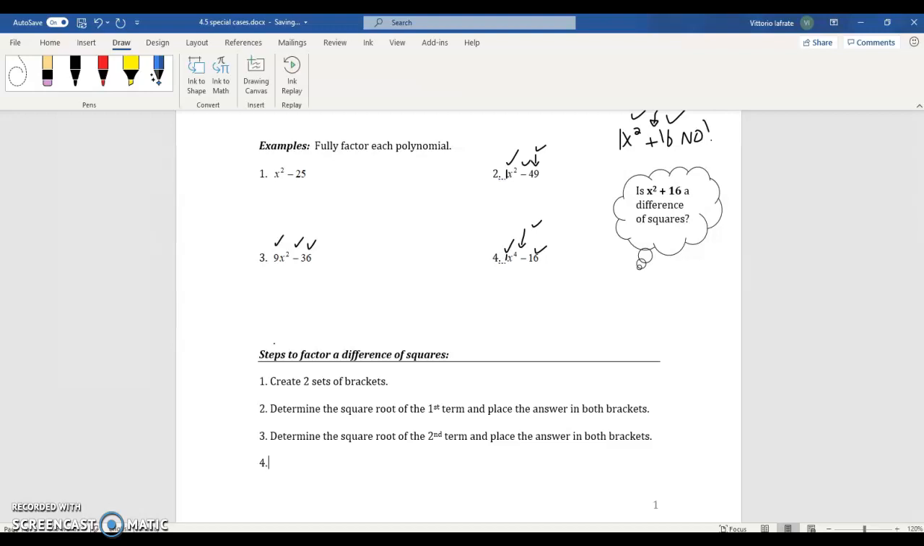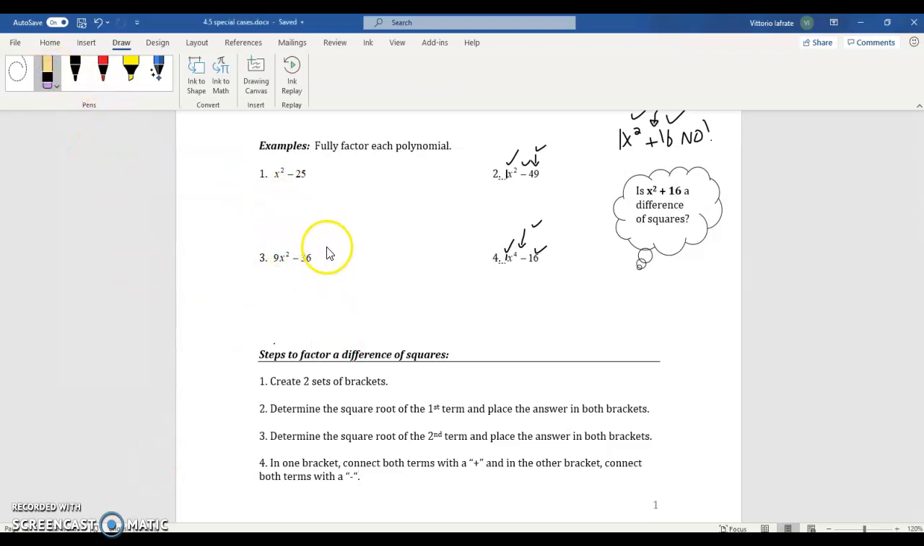And then what you'll do is, in one bracket, connect both terms with a plus, and in the other bracket, connect both terms with a minus. So let's go over these rules together to see how they apply and what they actually mean.